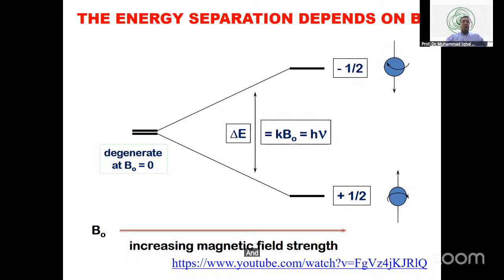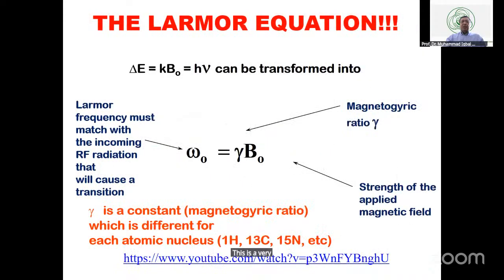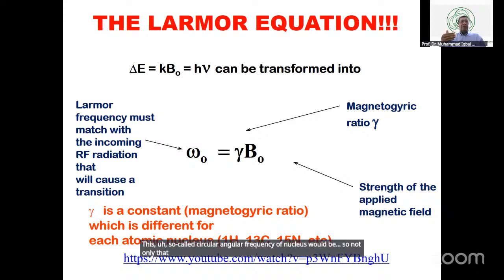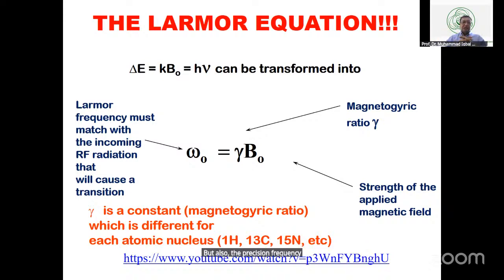And also, this is a very important equation, again shown to you, that Larmor frequency is also dependent on magnetic field. The stronger the magnetic field, the more this so-called circular angular frequency of nucleus spin would be. So not only does the magnetic field affect the energy difference, but also the precession frequency. Both are related.